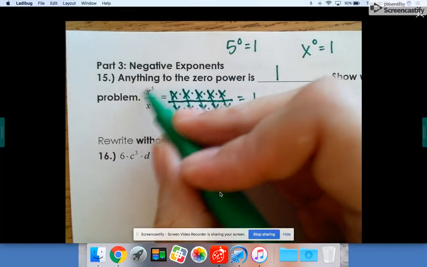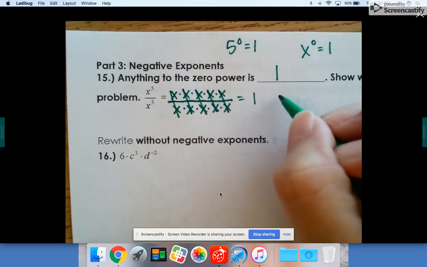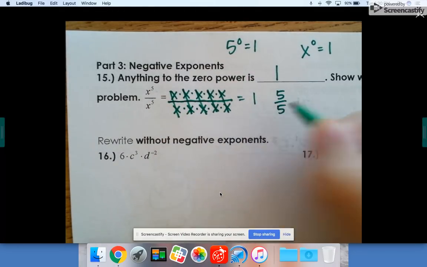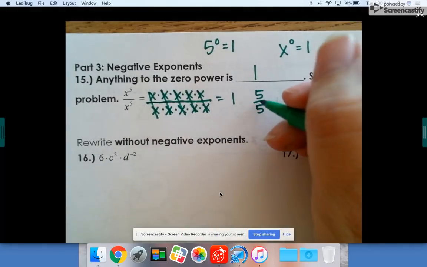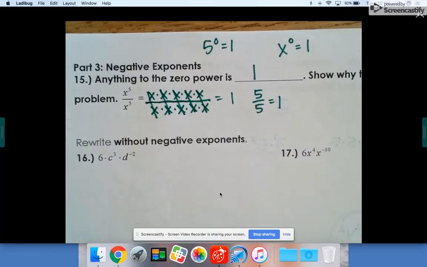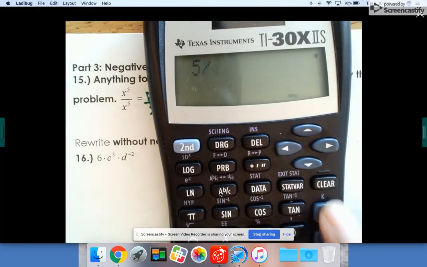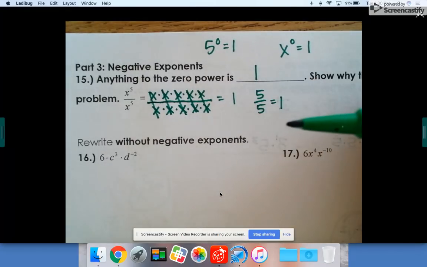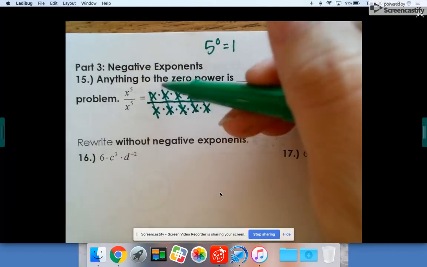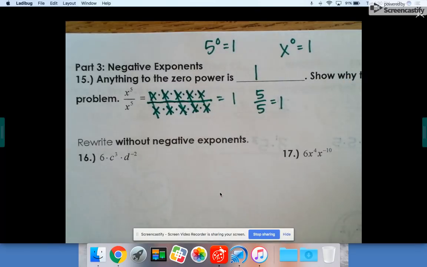It's like saying, forget that they're x's. Maybe it makes more sense to use a 5. 5 divided by 5. Just because they cancel doesn't mean it's 0. 5 divided by 5 is 1. You can put it in your calculator and check. 5 divided by 5 is 1. So any number or letter divided by itself is 1. And if they all cancel out, it's just the whole thing is 1.